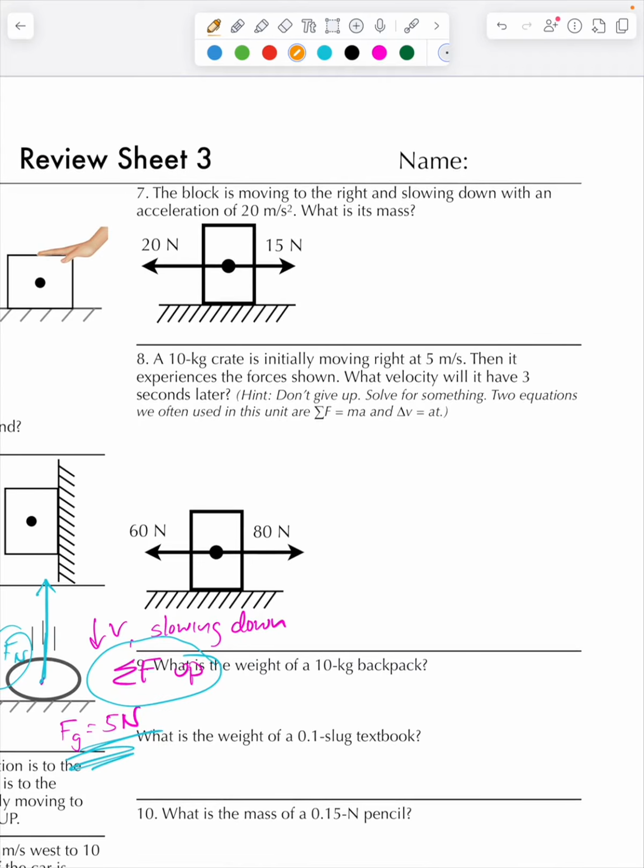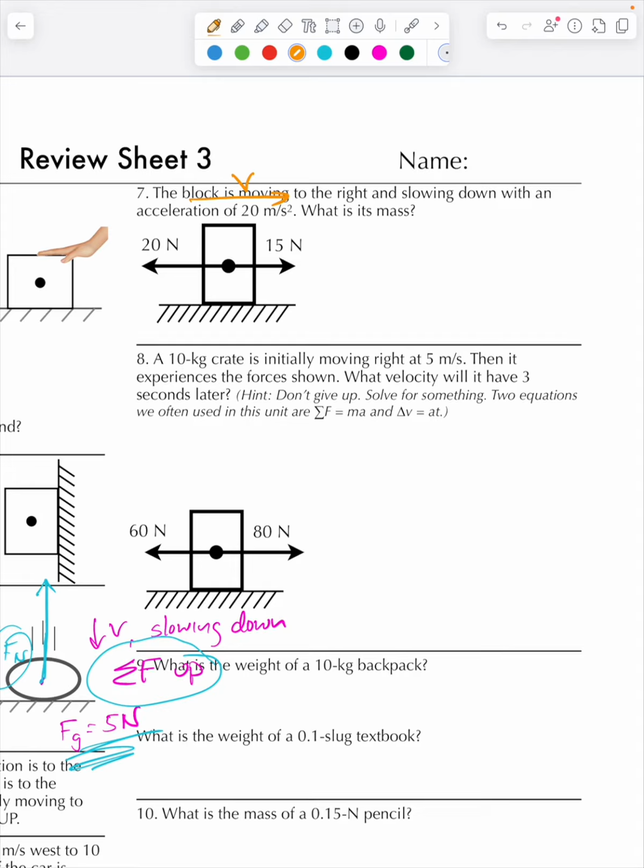Okay. Number 7, the block is moving to the right and slowing. Oh, this is like what I was talking about before. So if I'm asking it multiple times, maybe it will be on the final. The block is moving to the right. So maybe I'll even right there, just remind me, the velocity is to the right, and slowing down with an acceleration of 20 meters per second squared. What is its mass?